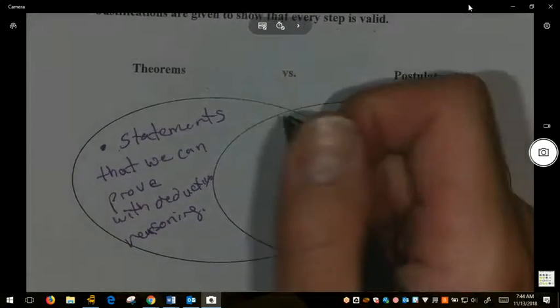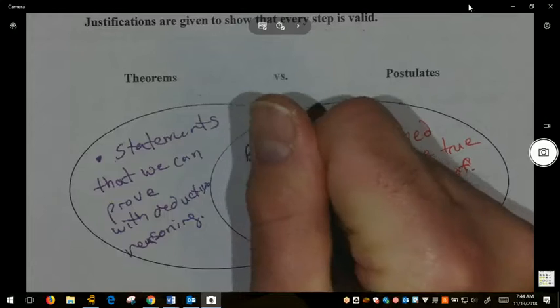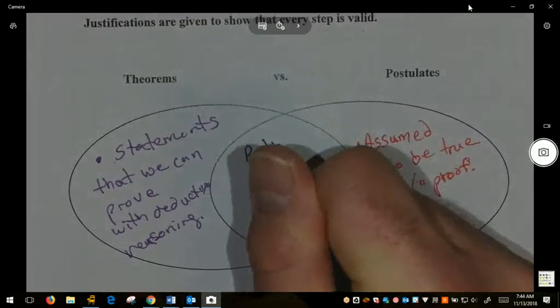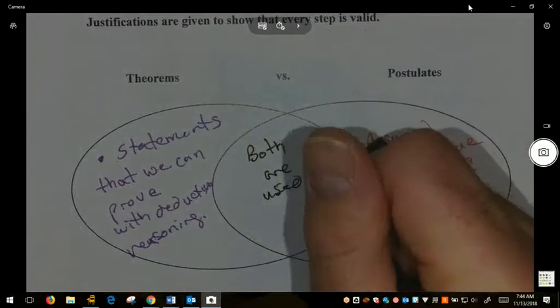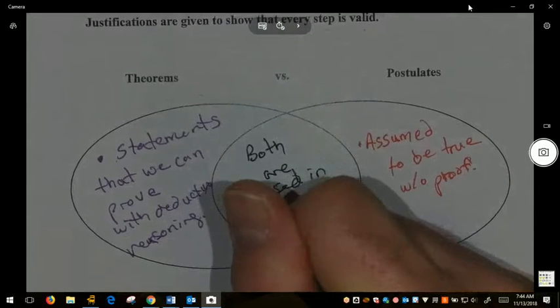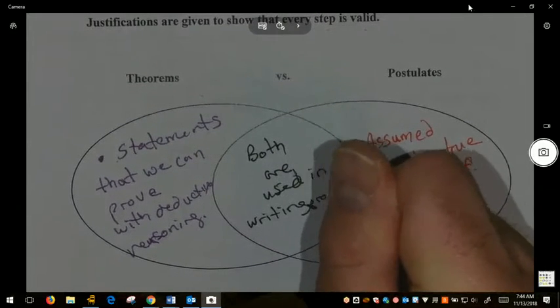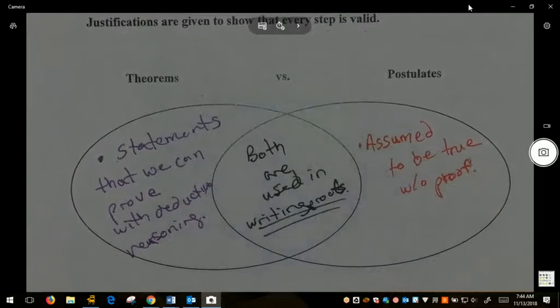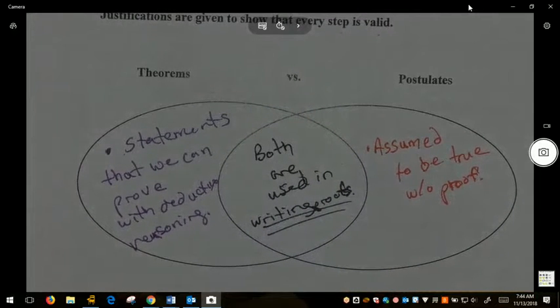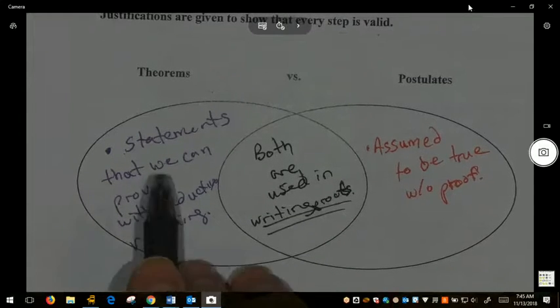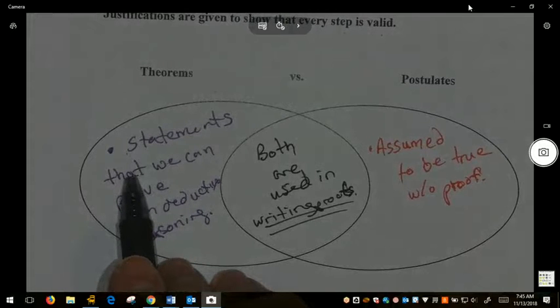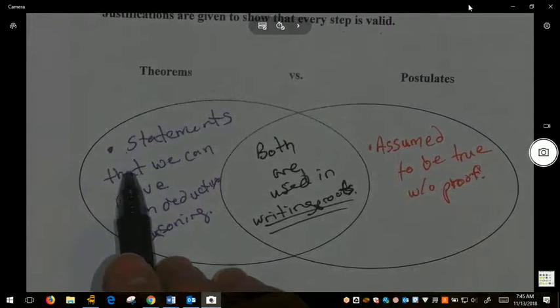So what's in common with these is that both are used in writing proofs. They're also both usually written as conditionals, but not always. So the most important part is, though, that they're both used in writing proofs. So the thing is, if we've proven a theorem, then we can use it to prove other theorems.